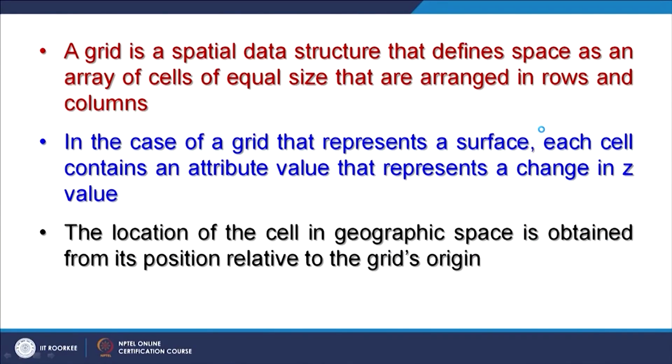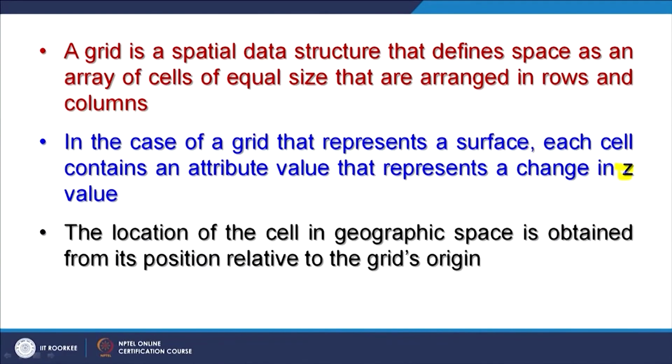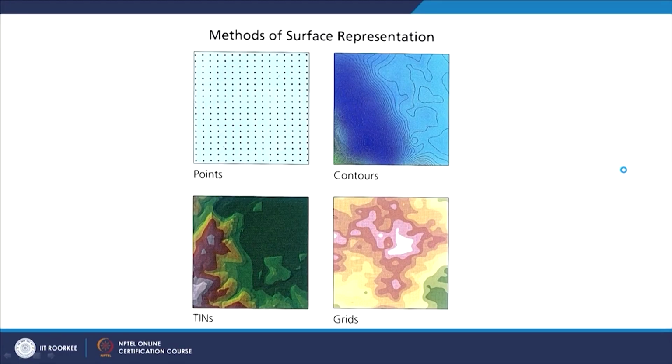Now as you know, a grid is a spatial data structure which defines a space in array cells, which we know already. This is basically a surface with a single z value, and the location of the cell in geographic space is obtained by its position relative to the grid's origin. So if it is in the geographic domain, there will not be any issue, and we will get a complete coverage like that. Now just to compare three or four ways in which we represent the surface.